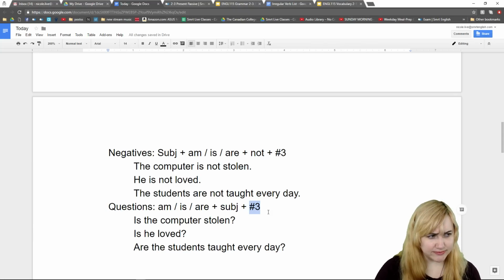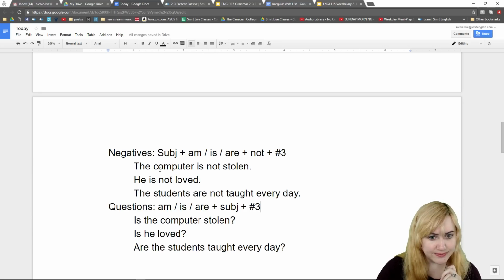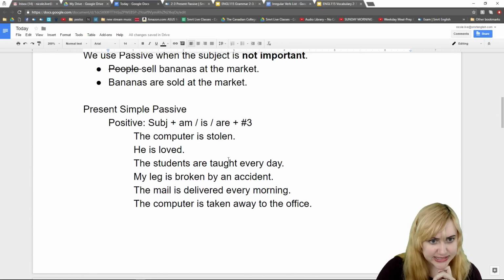How are we so far? Is it okay? Let me check the chat. Let's see. Oh, good. We have lots of example sentences. Let me see if I have any questions before we move on. So Ziad asked, where is the subject in the second one? The second sentence? This one? He is loved? So he is the subject for this one.